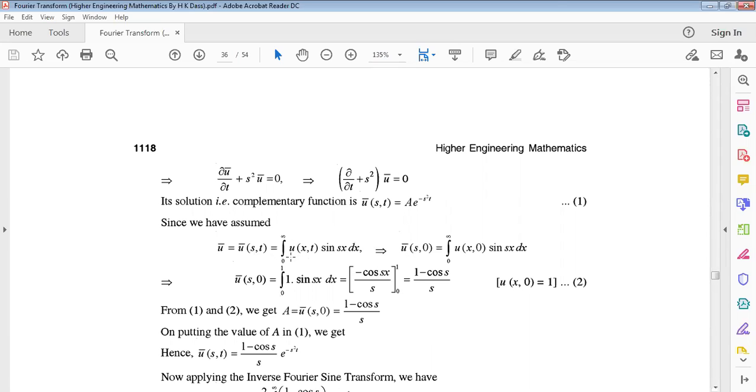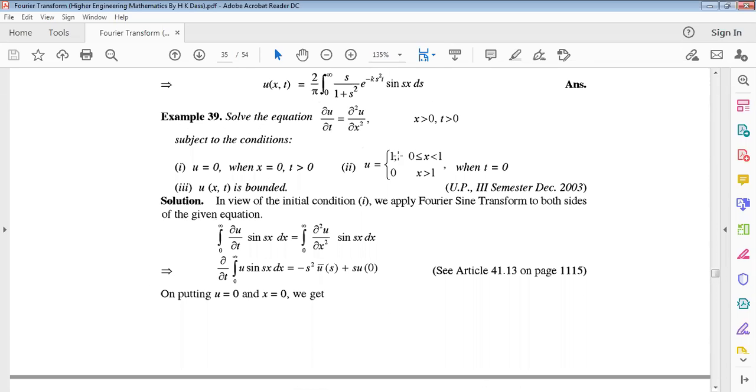Now u bar s 0, just putting t equals 0 here. Now ux 0 sin sx, but ux 0 equals what? It is 1 for the 0 to 1 limit. For the 0 to 1 limit, the u value is 1 when t equals 0.